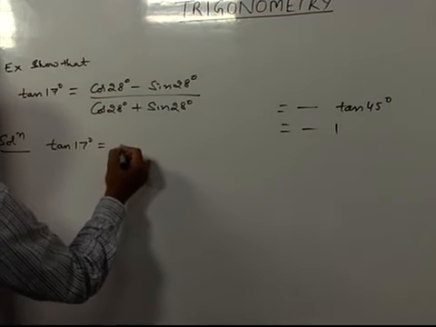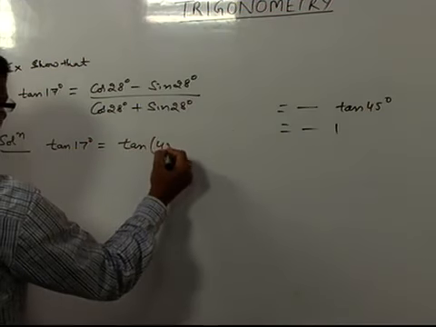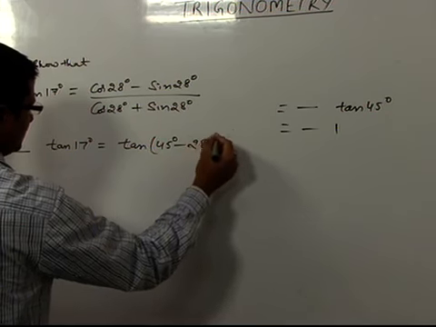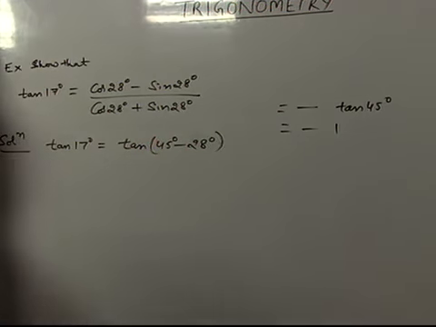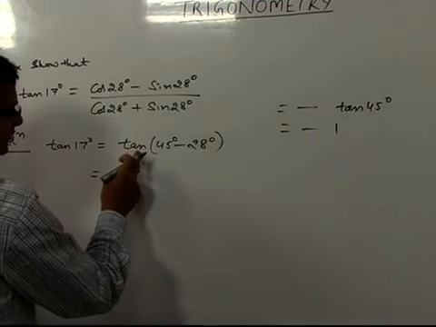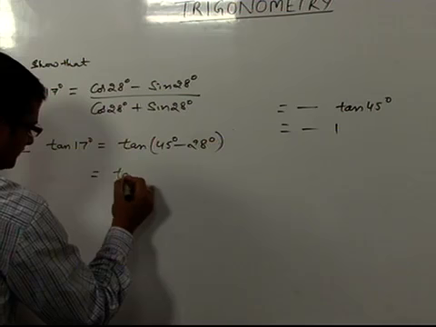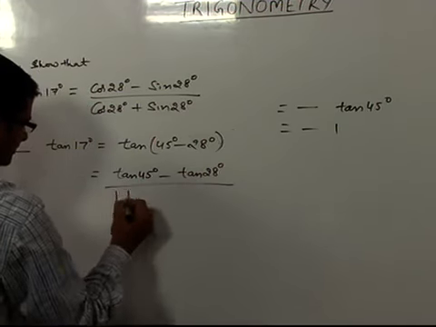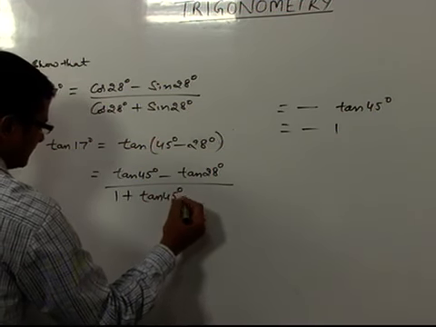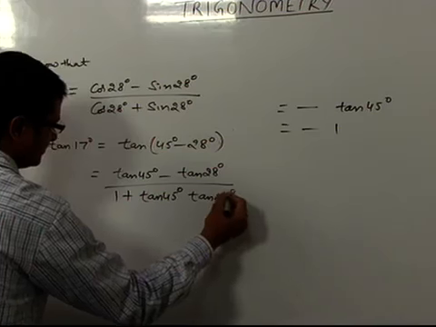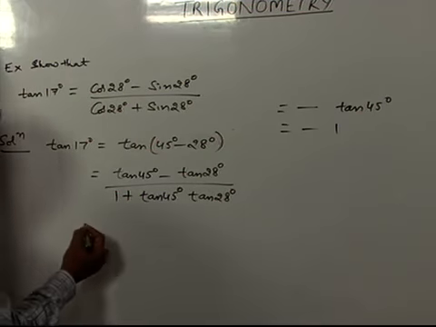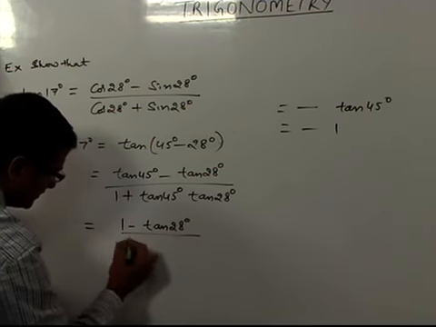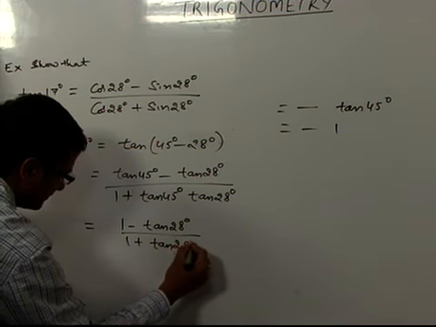Tangent 17 degree can be written as tangent 45 degree minus 28 degree. Apply here the formula for tangent A minus B. It will be tangent 45 degree minus tangent 28 degree upon 1 plus tangent 45 degree into tangent 28 degree. Tangent 45 degree is 1, so it is 1 minus tangent 28 upon 1 plus tangent 28.